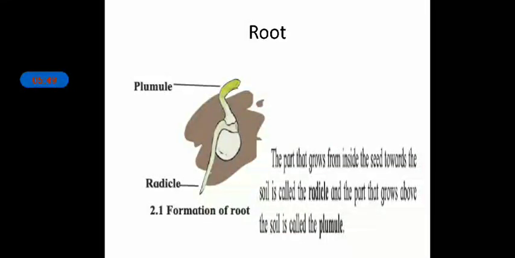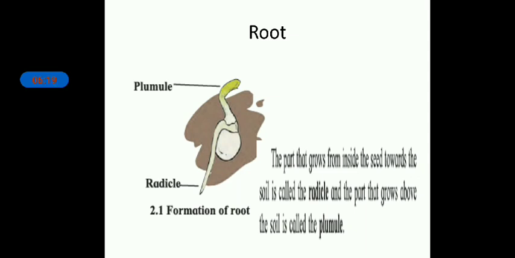Now we will take one seed and place it into moist soil. After 2-3 days we observe some changes in it. What are the changes that we are going to see? For this, refer to your page number 10, diagram number 2.1, formation of roots. The part that grows inside the seed towards the soil is called the radicle.